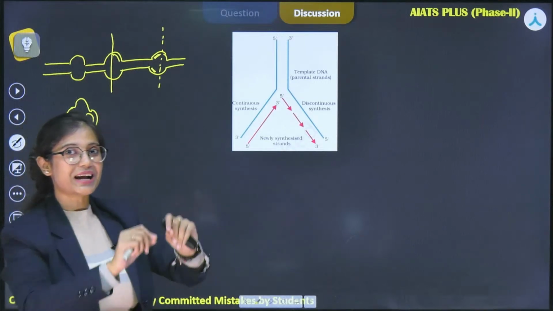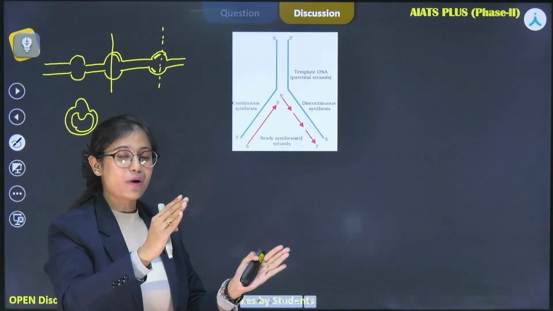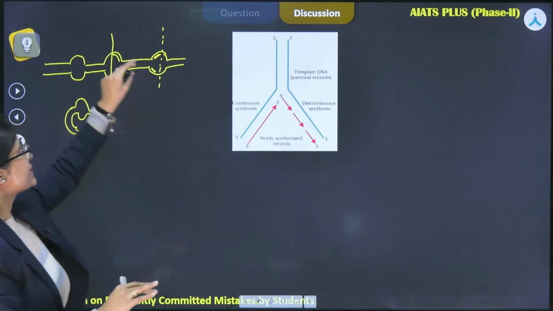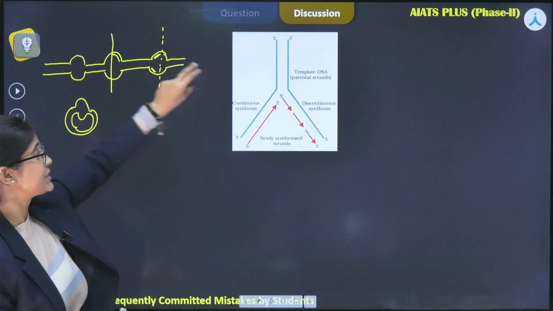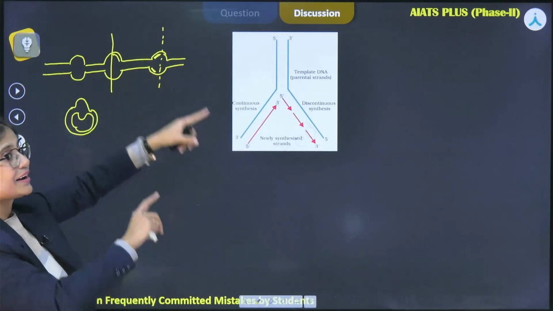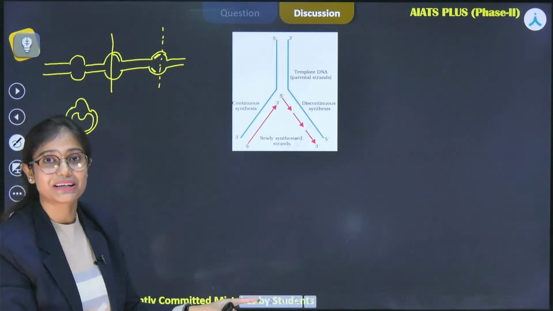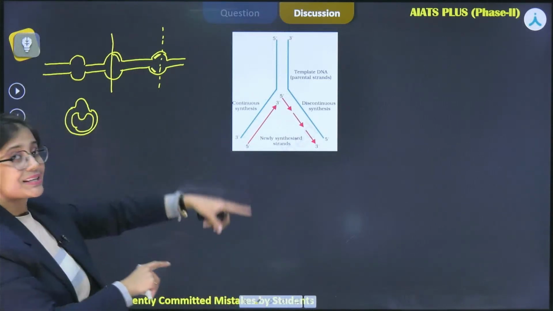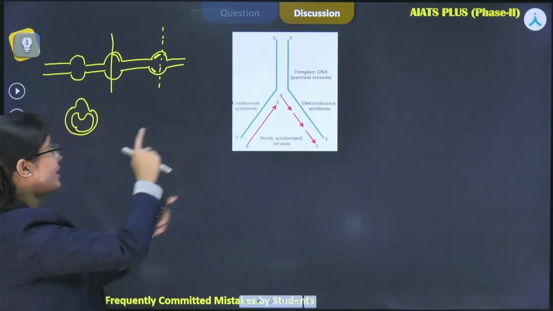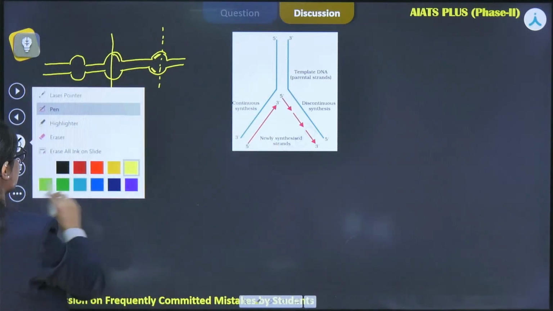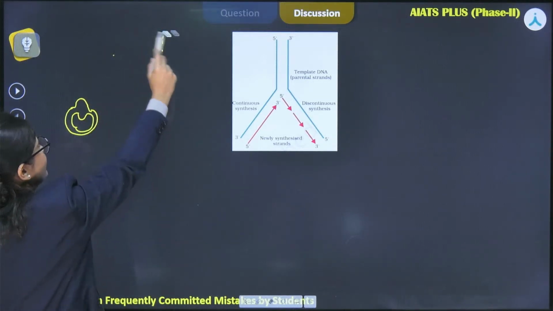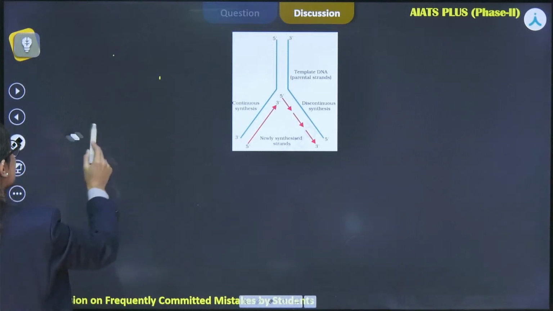Don't assume that it is starting from one point and ending at another point. No, not like that. It will start like this. It will form a simple bubble like this due to the action of helicase enzyme, and then replication will start in both the directions. So this is the case. Now let's start. I hope you understood how this structure has come, how the replication fork is formed.